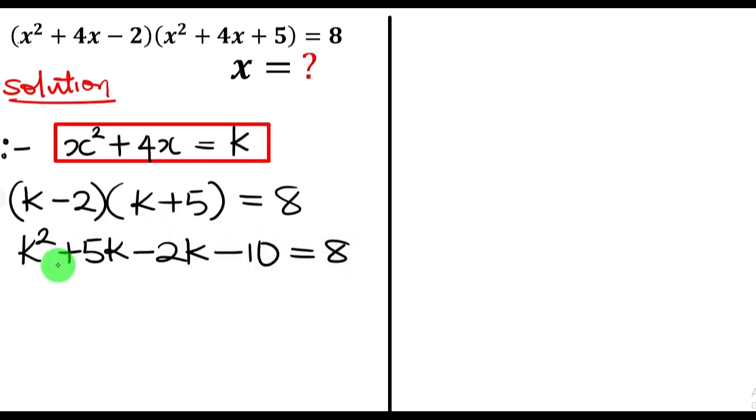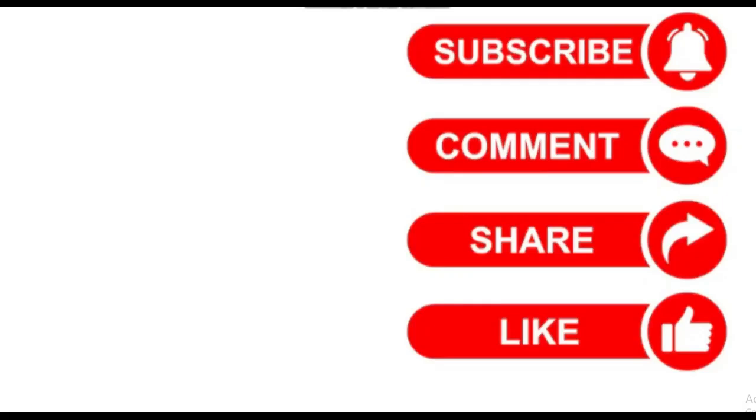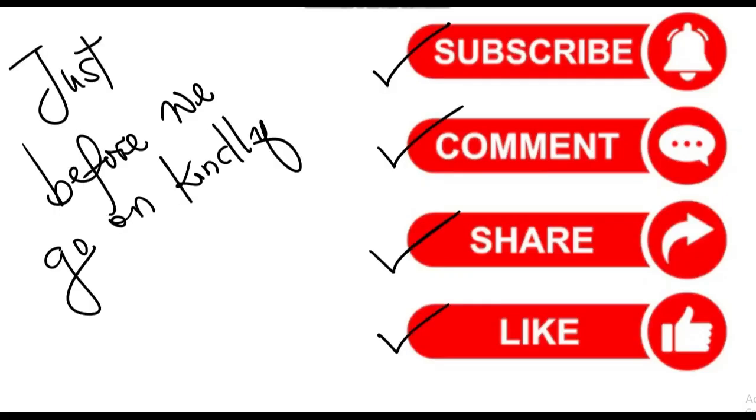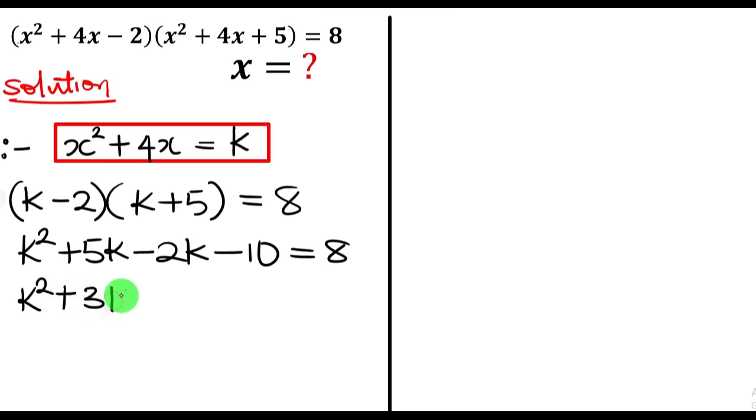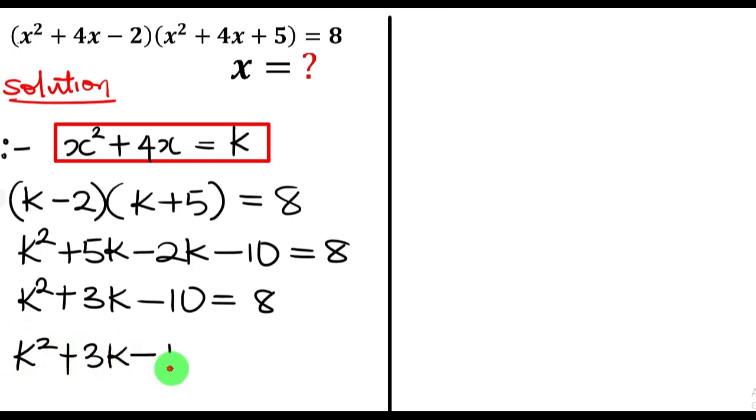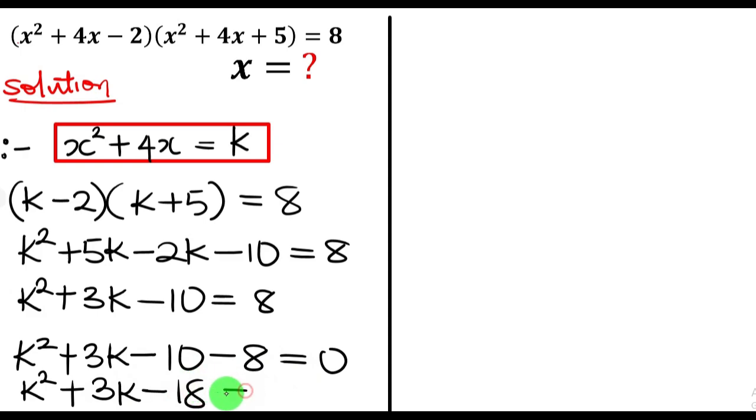If I relate 5k and 2k together, I'm going to have k squared plus 3k, because plus 5k minus 2k is going to give me 3k, then minus 10, equals 8. If we go further by bringing this outside 8 into the left hand side, we're going to have k squared plus 3k, then minus 10, then minus 8 equals 0. Then this becomes k squared plus 3k, then minus 10 minus 8 is going to give me minus 18 equals 0. So what I'm having here is a quadratic equation.